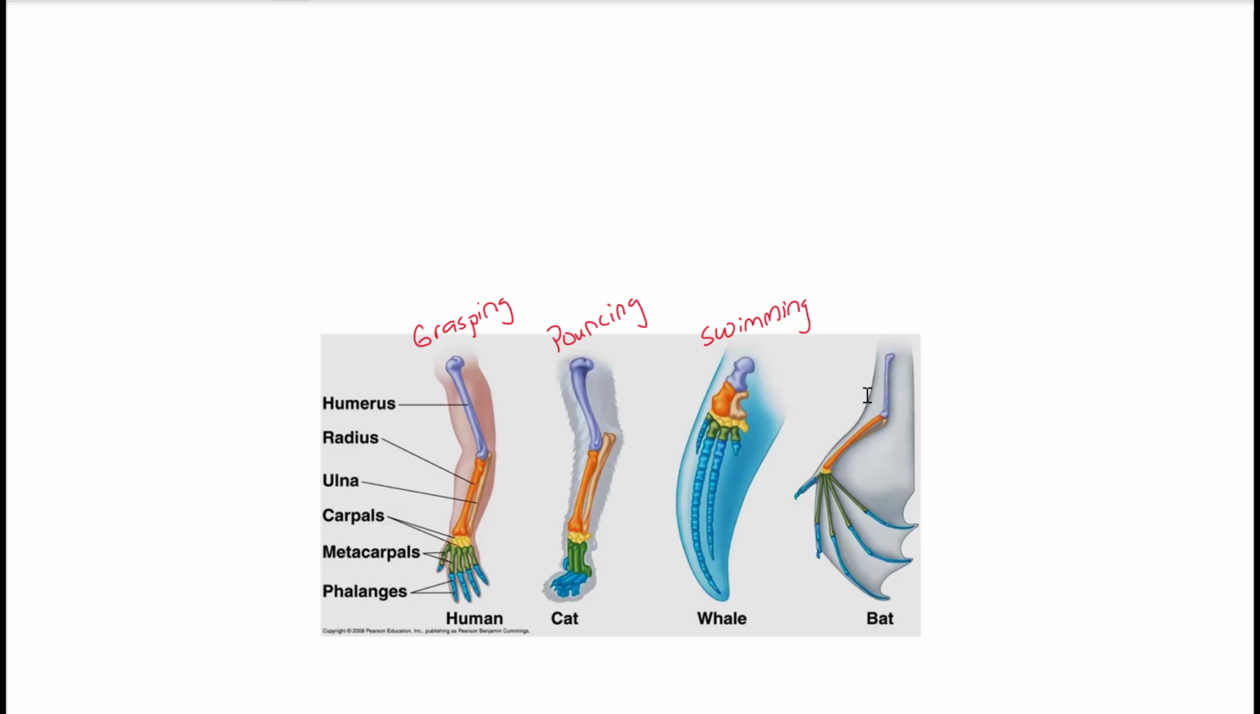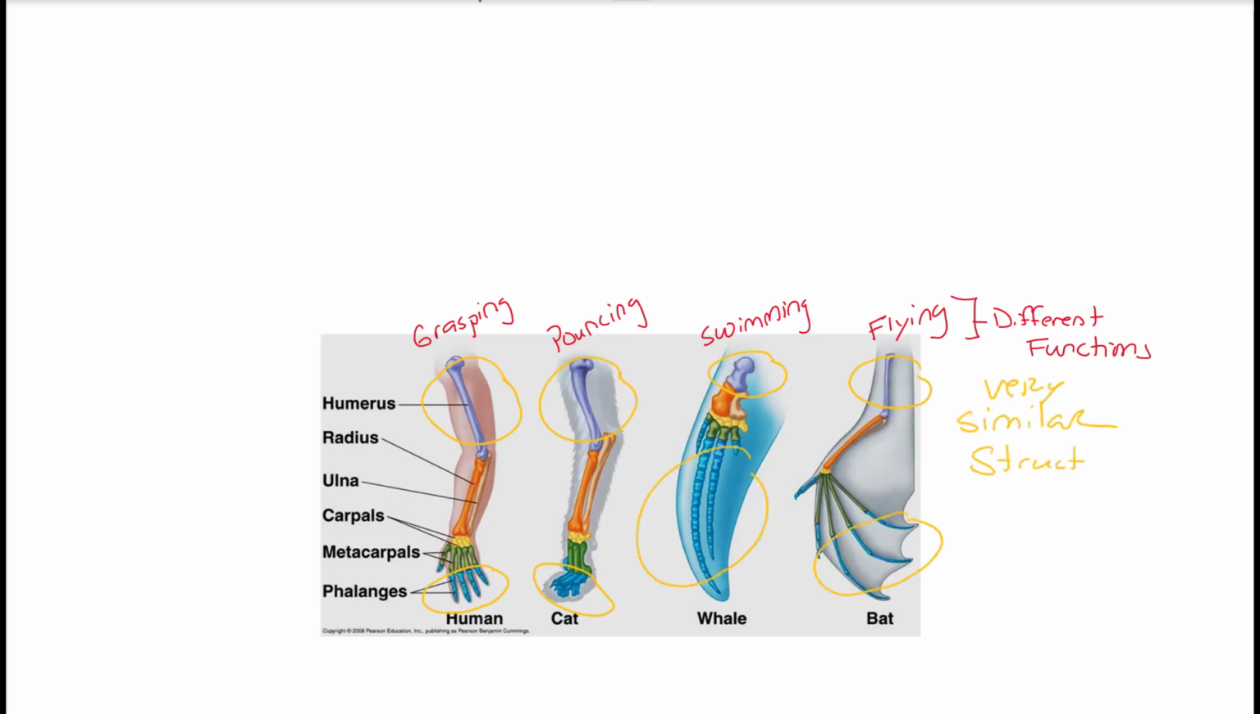Comparative anatomy: you take a look at these 4 limbs. They're all made for different things: grasping, pouncing, swimming, flying, different functions. But if you look close, they have the same bones. All have a humerus, all have phalanges, ulna, carpals, radial bones. So they have very similar structures, but they make organs that are very different in what they do.